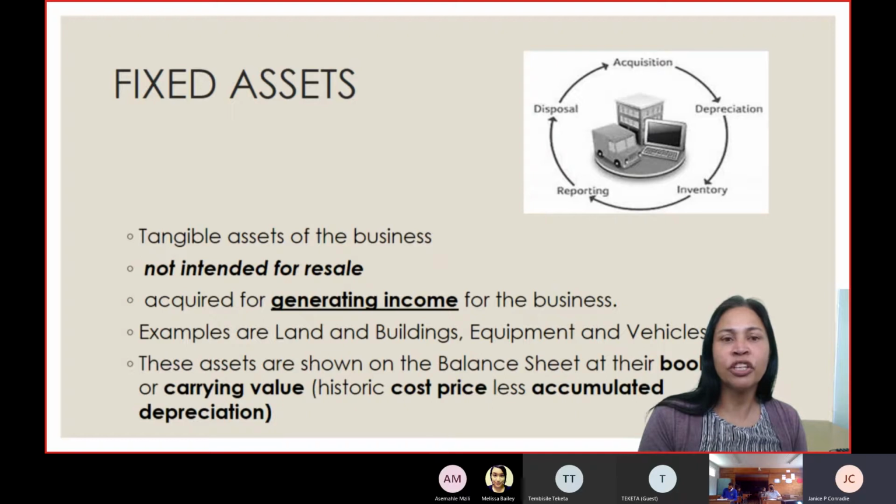These assets, it is important that you know how to calculate the book value or your carrying value, and that is determined by taking your cost price minus accumulated depreciation, and that is information that is needed for your balance sheet.